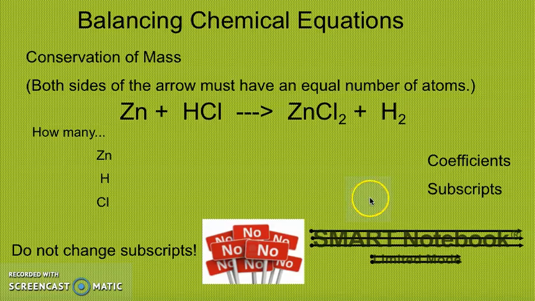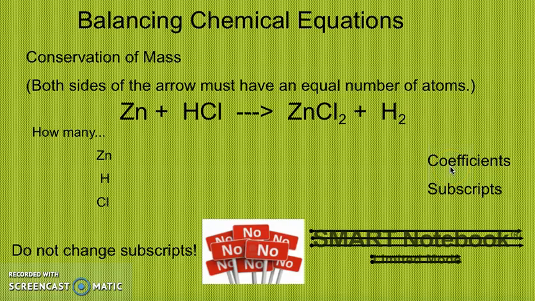Now, I have emphasized in a previous video what coefficients and subscripts are. Subscripts are going to be these small numbers that are down below. This represents 2 hydrogen atoms. This represents 2 chlorine atoms. That is part of the chemical makeup of that and part of the chemical makeup of that. But you also have coefficients, which can go in front of these, which means you have 2 of, in this case, zinc, or 2 hydrochloric acid molecules, or whatever.